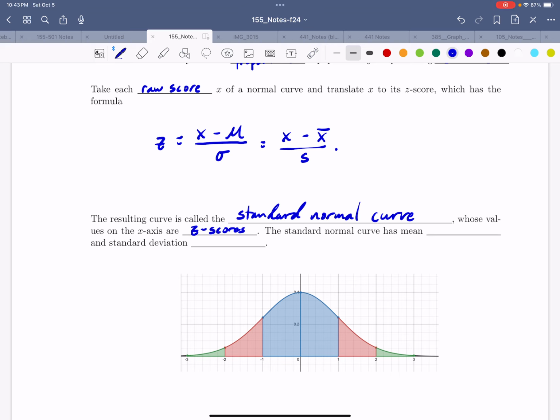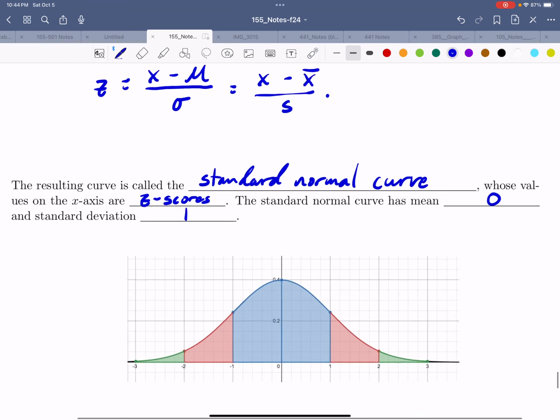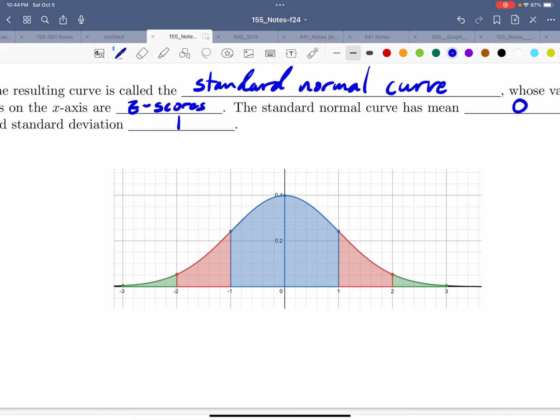The standard normal curve has mean, pause the video and try to get this, 0, and standard deviation 1. Why is this? Well, because the mean of any normal curve is 0 standard deviations from itself, and so it always has z-score 0. So the mean of the standard normal curve is the z-score of the mean, which is 0. Standard deviations are 1 just by definition, right? So this is the standard normal curve, right? This is a normal curve with mean 0 and standard deviation 1.